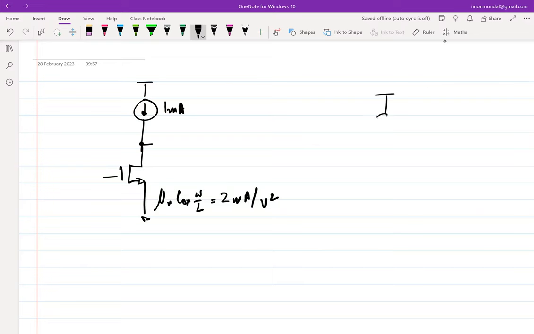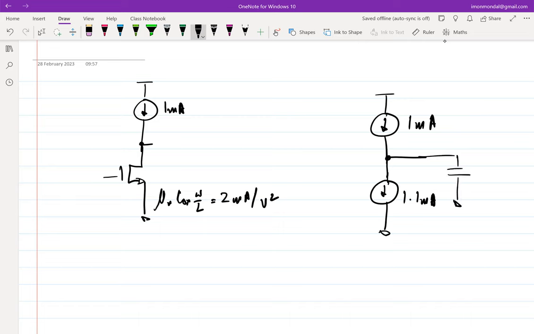Let's assume that I have a current source here, 1 milliamp. Let's assume I have another current source, say this is 1.1 milliamp. And I connect them in series, and I observe this voltage. Now, I understand that this might be a problematic scenario to comment on. So for that, let's assume that there is a small capacitance associated with this node. Now, can you comment what is going to happen to this node V naught?